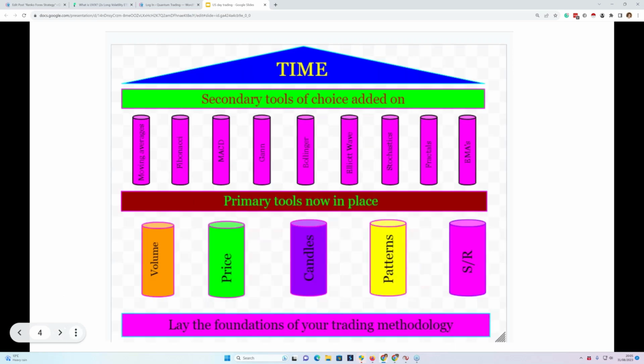And this is the last little slide that I have. It's pretty much self-explanatory. What VPA does is lay the foundation for your chart analysis and your trading methodology. It's made up of 5 principles, 5 concepts. Volume is one, the price action is another. Then we have the candles and candle patterns, but we also have support and resistance, and I really can't stress that too much. We will see that on the charts.